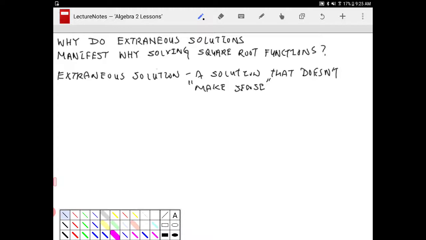Suppose we have f of x is some square root function and g of x is some other function. It doesn't have to be a square root function, but let's say one of them was. In order for us to solve for this, what we would do is square both sides.